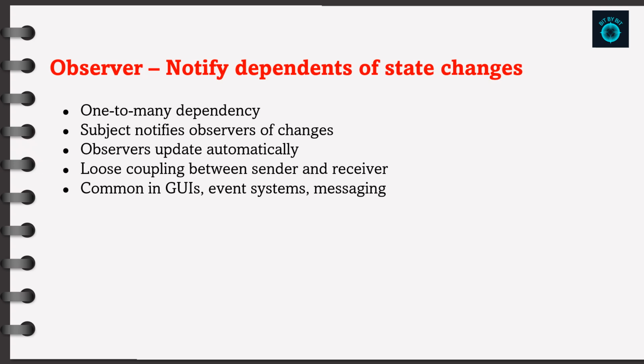This is useful in many real-world scenarios, including graphical user interfaces where buttons notify handlers, messaging systems where listeners react to events, and distributed systems that trigger updates across components. The observer pattern is also the foundation for event-driven architectures, where components can react without tightly coupling their logic. Now, let's walk through an example in Python to see how this works.